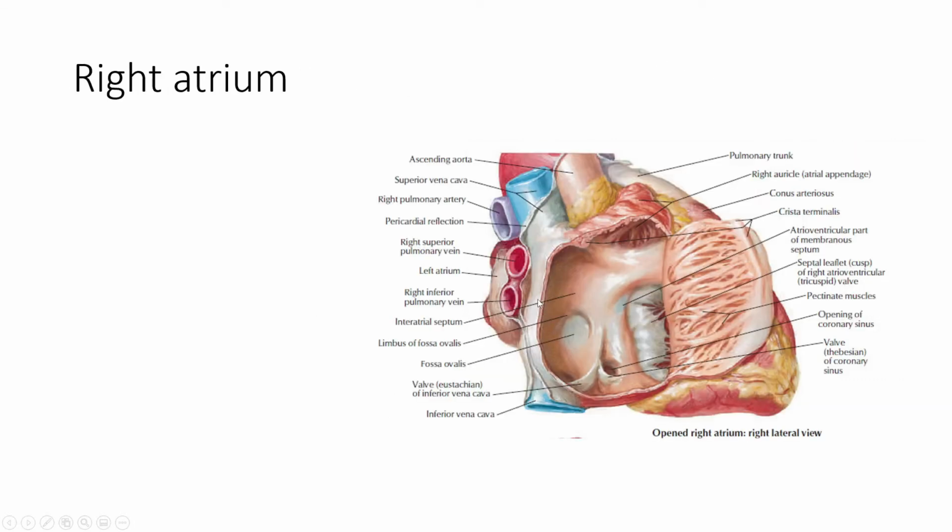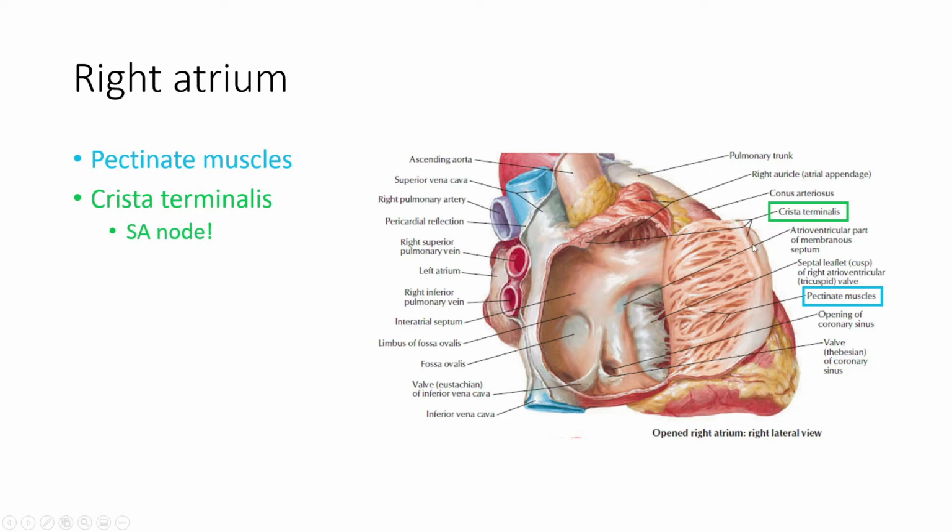Moving on to the actual chambers of the heart, we have the right atrium. And to begin, we have the pectinate muscles over here, which are these thin, striated muscular structures. We have the crista terminalis, which is clinically significant because it contains the SA node, and it's right here on the superior aspect of the right atrium.